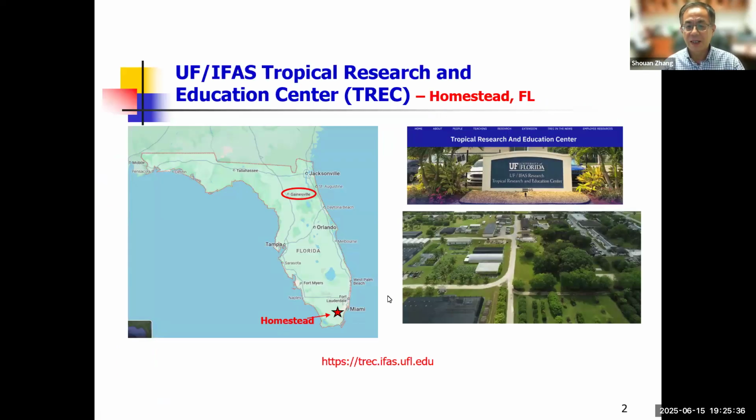Probably many of you know Florida, but some may not know TREC or Homestead in Florida. TREC is located in Homestead, about 30 miles southwest of Miami, Florida. It is the only state university research and education center focusing on tropical and subtropical fruits.